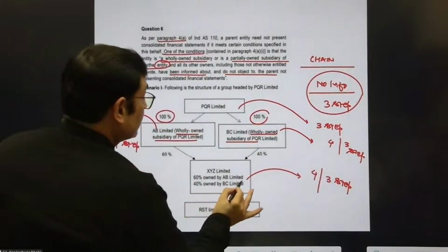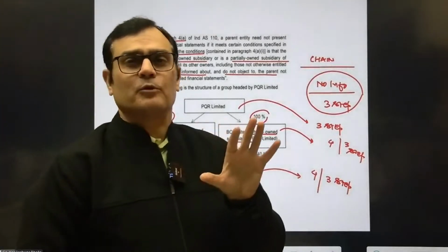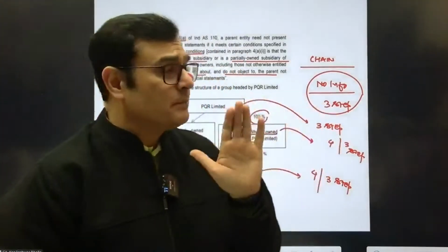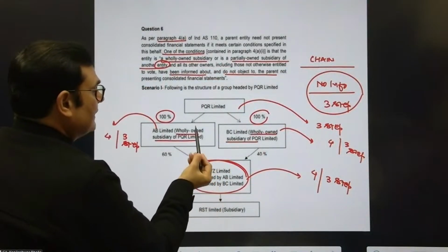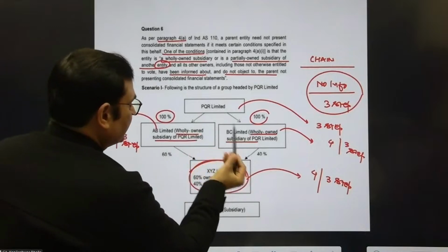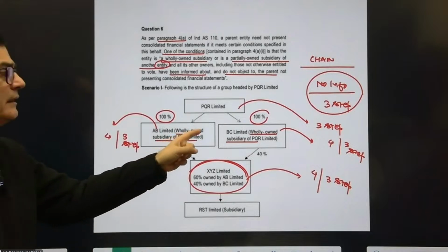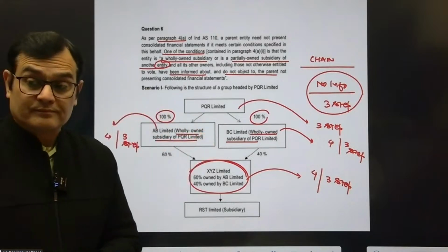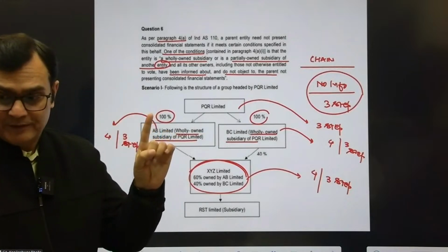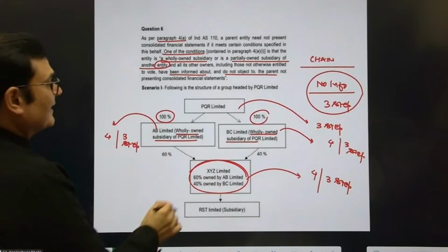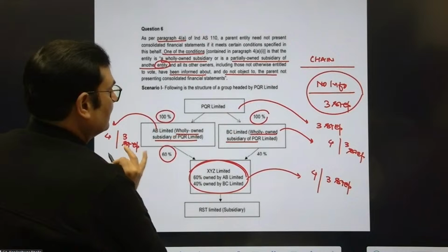So let me tell you in advance, this question is looking at company XYZ. The requirement of the question is based on XYZ only. So let me first ask you a question. Does company XYZ need the NOC of company BC? No, sir. Wonderful. And what is the reason that he doesn't need the approval of BC? Because PQR Limited is the ultimate holder of XYZ Limited.